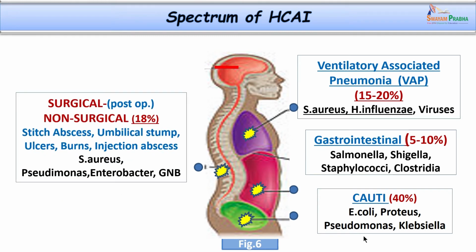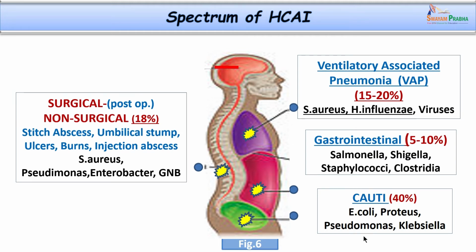The next group is very important: wound infections, which are very commonly encountered. The wound infections can be classified as surgical and non-surgical infections. The surgical ones usually appear after any surgery. Altogether, surgical and non-surgical can contribute up to 18% of healthcare associated infections. The non-surgical ones can be of different types. They can be simple stitch abscesses, umbilical stump infections, ulcers as a result of some interventions, burns, injection abscess, etc.